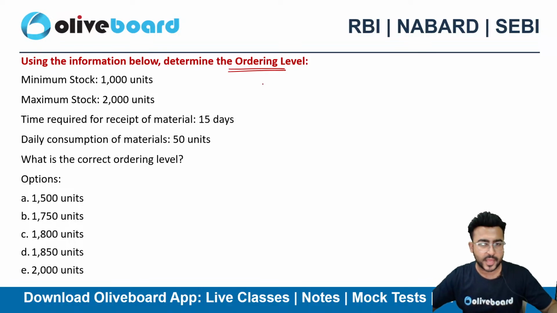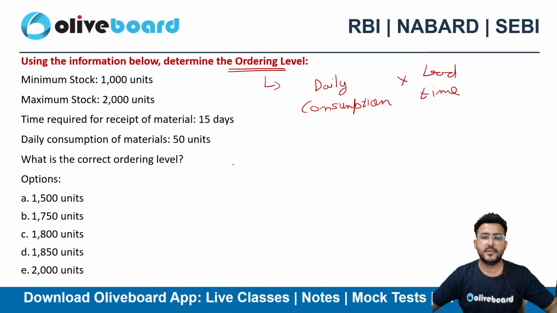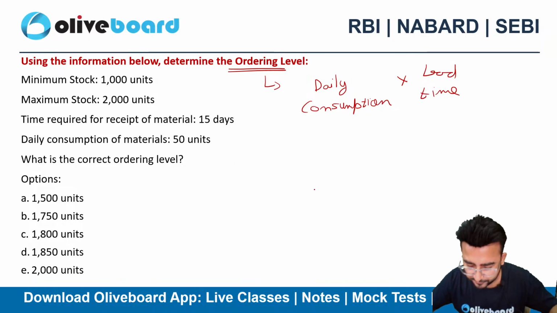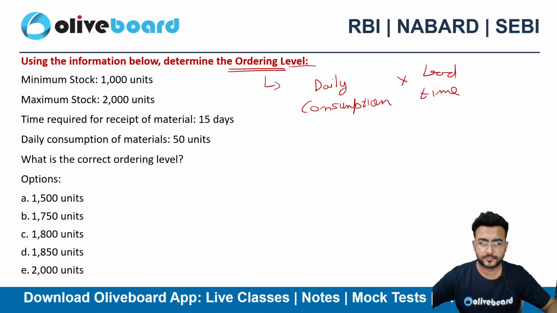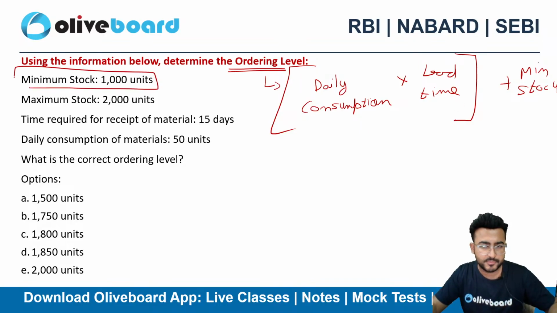So the formula to calculate ordering level is nothing but daily consumption multiplied by the lead time, that means the minimum time required for the receipt of new material, plus the minimum stock level. So minimum stock level, they have given me 1000 units.